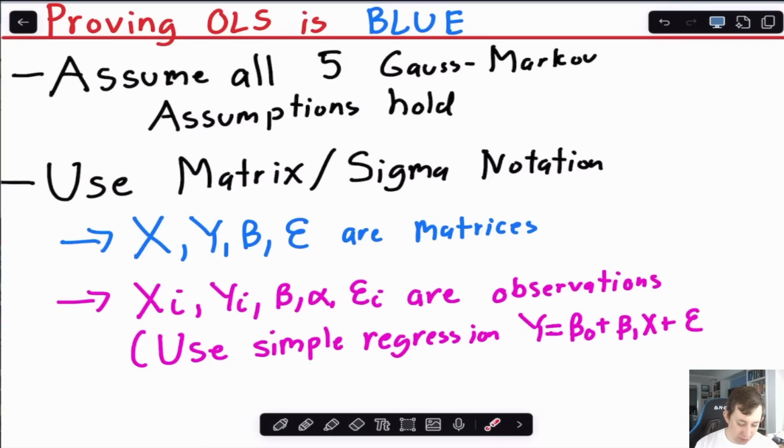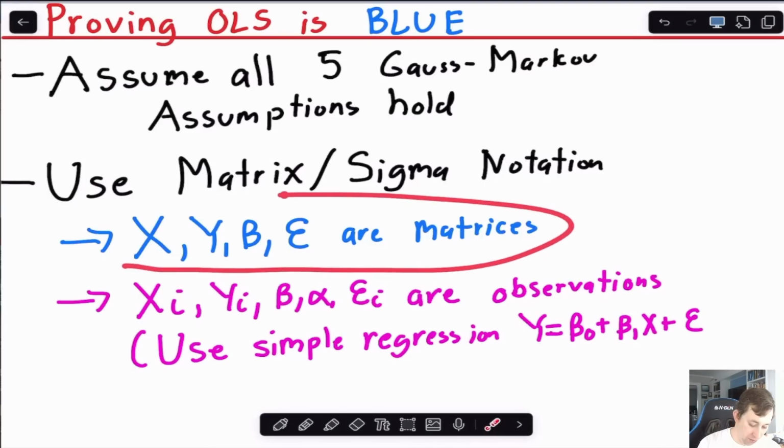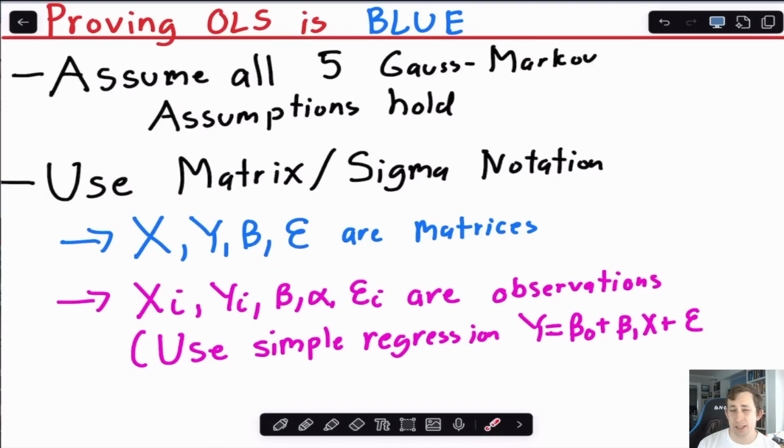I'm going to differentiate my notation. If I use i's, that means I'm working at the observational level, so not matrices. If I put just big letters without any subscripts, that denotes matrices. So for instance, this is the matrix X, the matrix of all my regressors. X sub i is going to be a regressor value for a particular variable for a particular observation i.